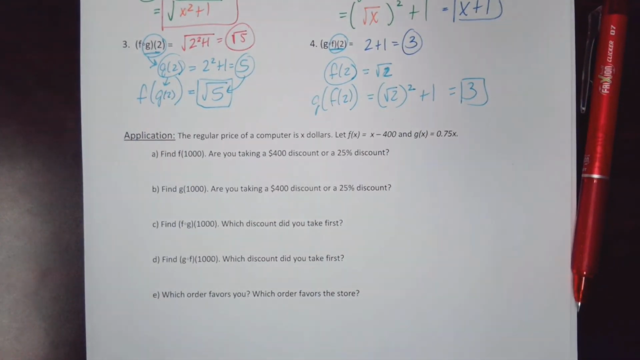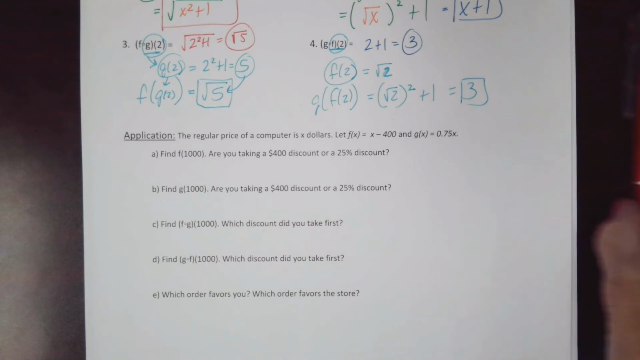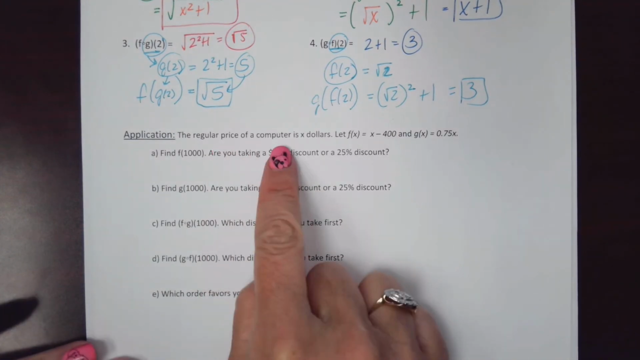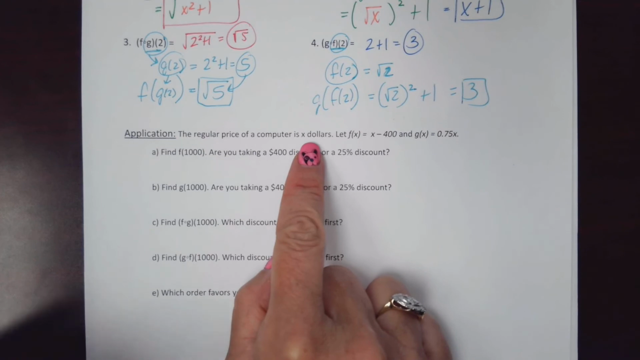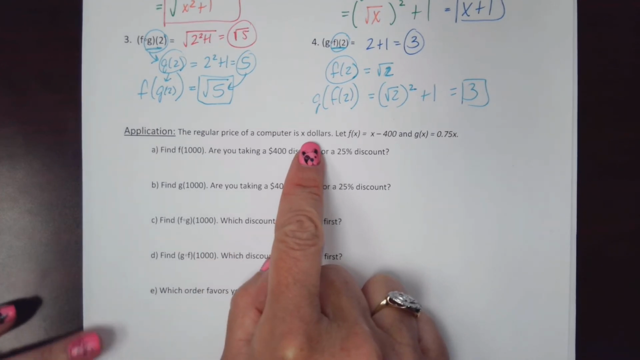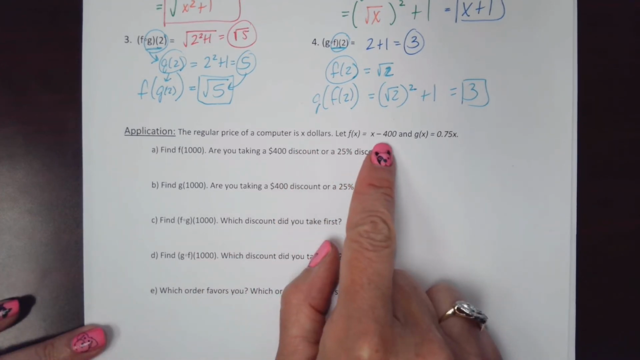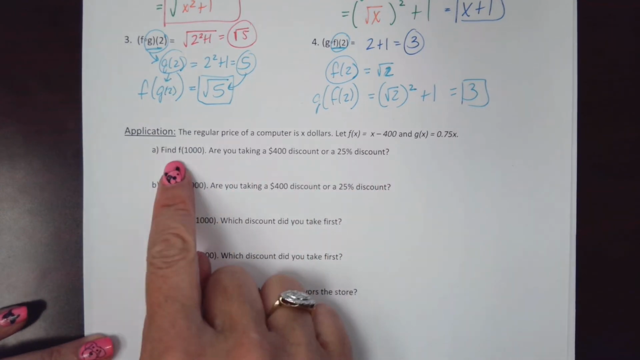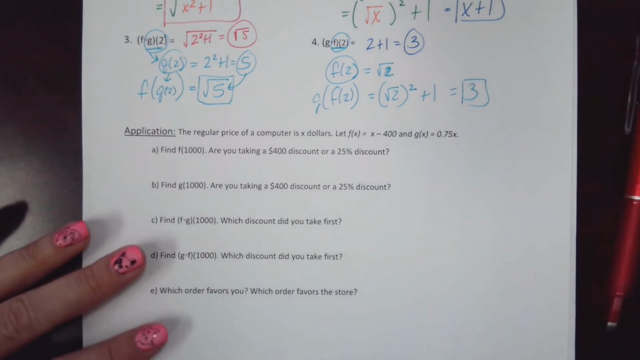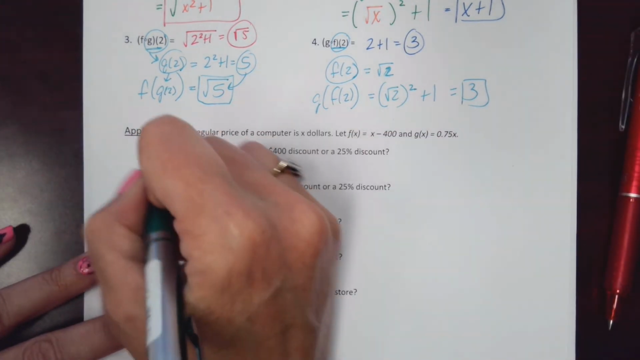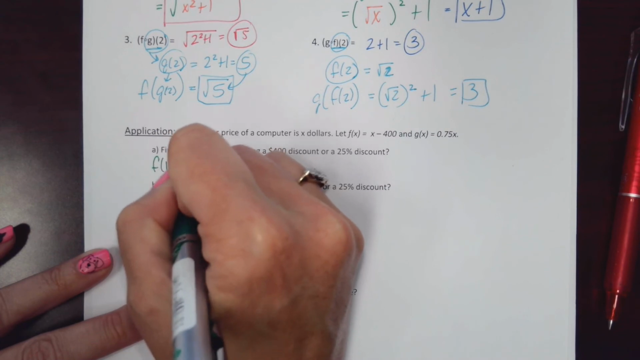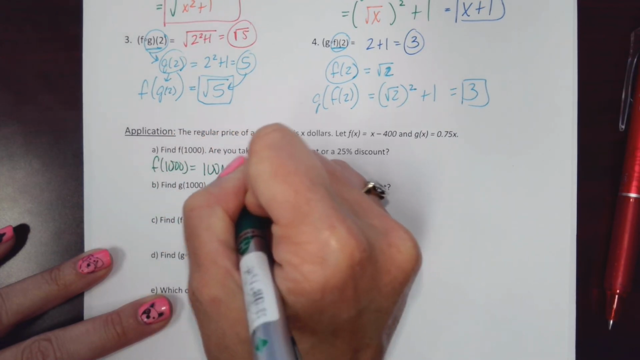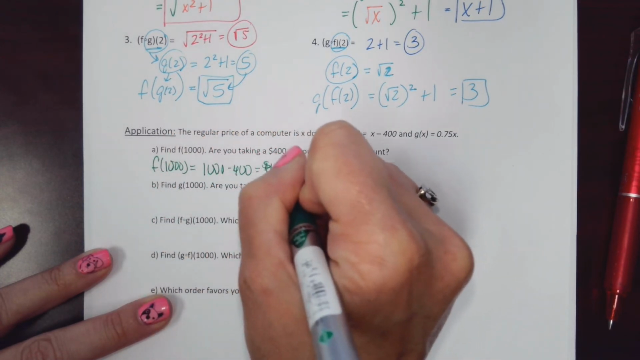All right, application. Let's walk through this discount application. The regular price of a computer is x dollars, whatever the computer that we happen to pick is. f of x is x minus 400, g of x is 0.75x. Find f of 1,000. Well, f of 1,000, that's right here. So f of 1,000 would be 1,000 minus 400, which is $600.